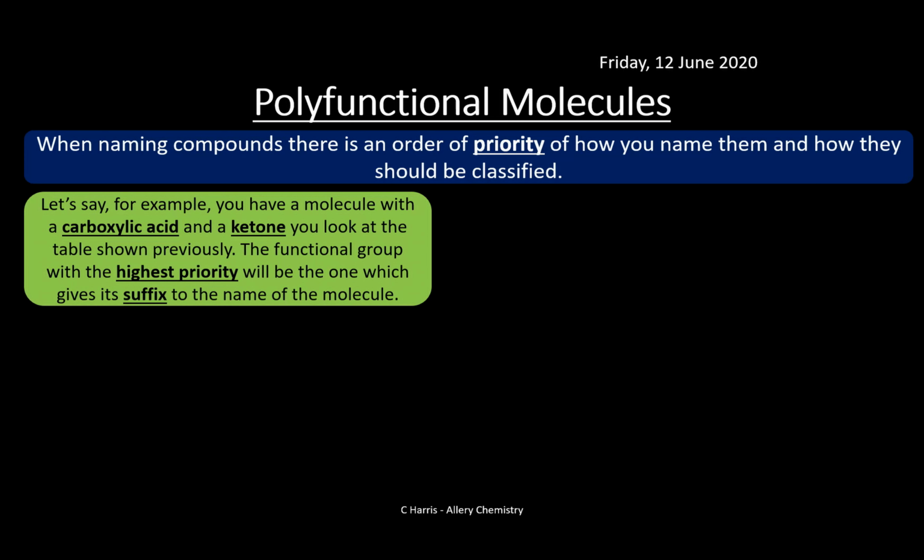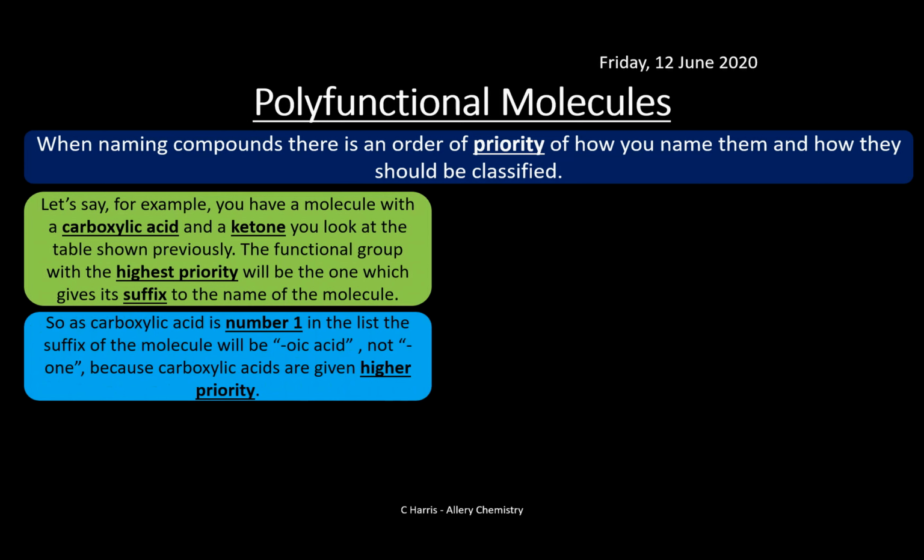Okay, the functional group with the highest priority will be the one which gives its suffix to the name of the molecule. Remember, a suffix is the bit at the end, a prefix is the bit at the start. So for example, the prefix might be chloro something, bromo something. A suffix would be oic acid, for example, like a carboxylic acid. So as a carboxylic acid is number 1 in the list, the suffix of the molecule will be oic acid, not on, because carboxylic acids are given higher priority.